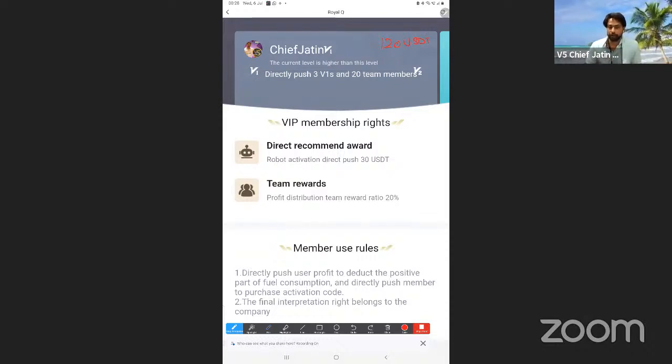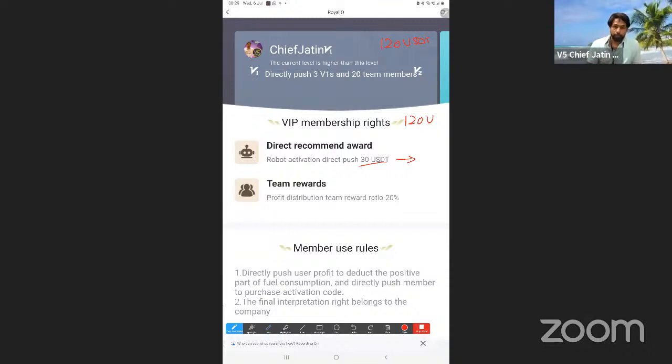After becoming a V1, if you refer somebody, let's say I referred leader Doris, I'm just taking an example. If I ask leader Doris to join Royal Q using my referral link, she will pay 120 USDT. Instantly, Royal Q will give me 30 USDT. Instantly. The 7th good point about Royal Q: it pays you instantly. You can instantly withdraw this 30 USDT into your Binance and from your Binance to your bank.